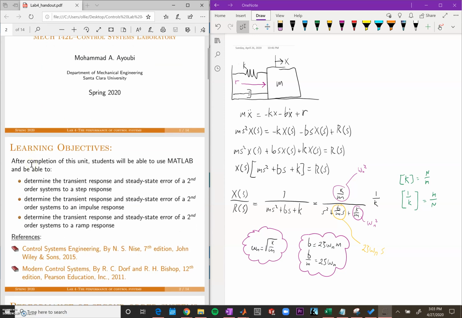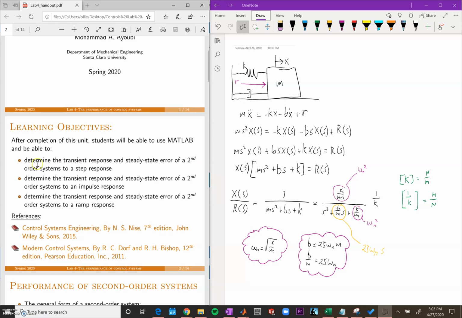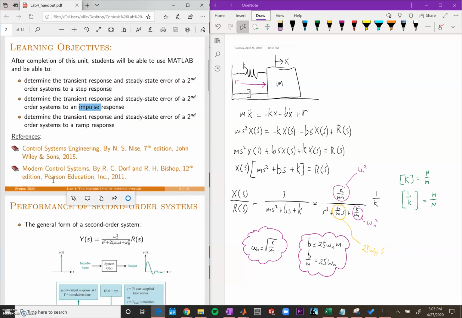So this week we're going to learn how to determine the transient and steady state responses for second order systems that have different inputs, like a step input, an impulse input, and a ramp input. We'll talk about what those are. Step and impulse should be familiar to you from vibrations.